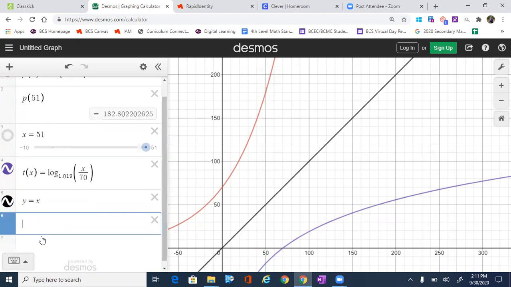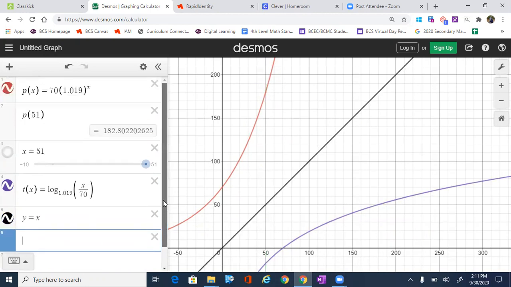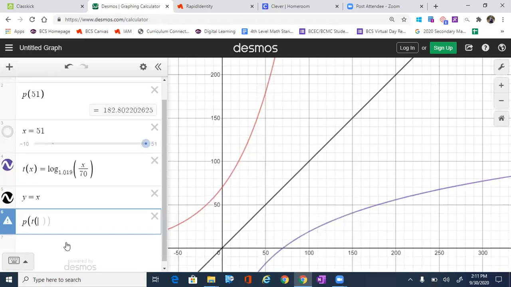And then I go ahead and I just do the composition of the two functions, so p of x and t of x. So I'm going to put p of t of x, and notice that the line y equals x lines up, so they are in fact inverses, and we have in fact done this correctly. Now that that is verified, I'm going to go and answer the question.